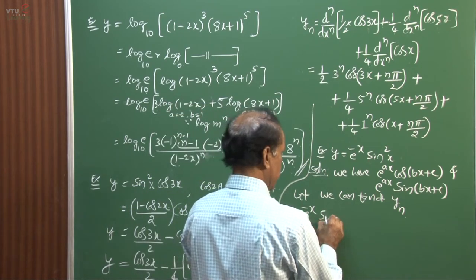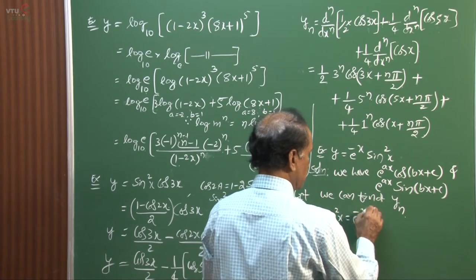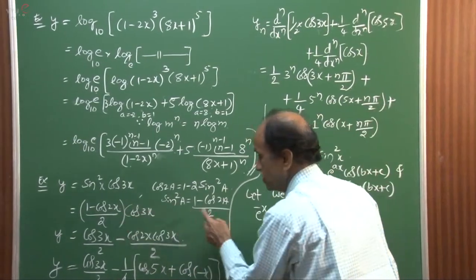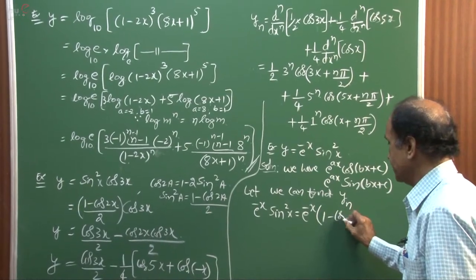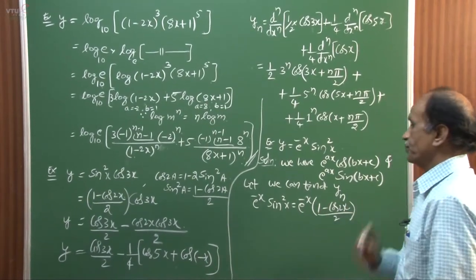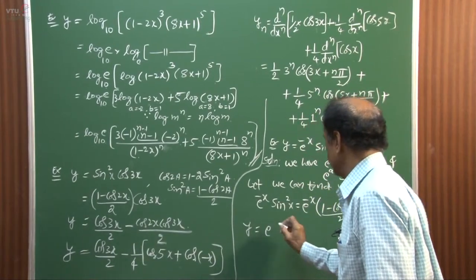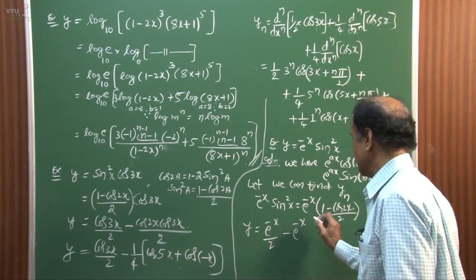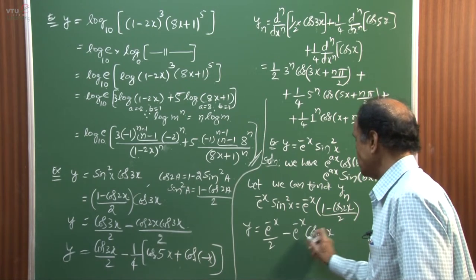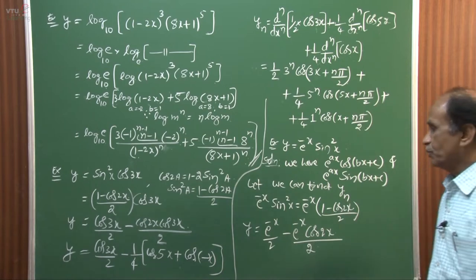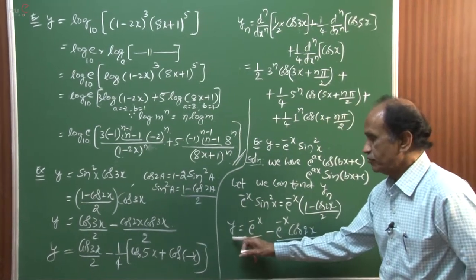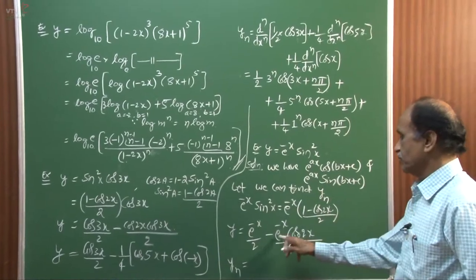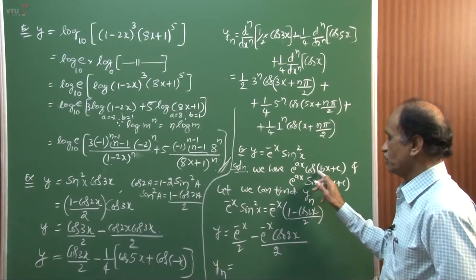So, let e to the power minus x into sin square x be equal to e to the power minus x into sin square, which you can write as 1 minus cos 2x over 2. Then y is equal to e to the power minus x divided by 2, minus e to the power minus x cos of 2x divided by 2. There are two terms which we have to deal with to find the value of yn. Then yn is equal to, what is the formula for e to the power ax into cos of bx plus c? For this we have to write the formula.